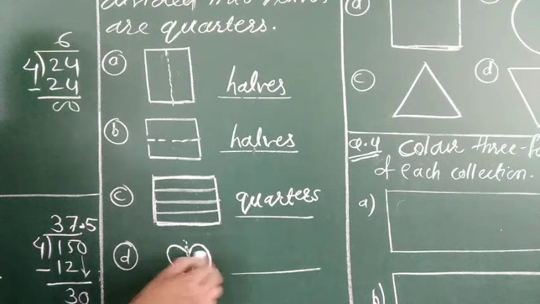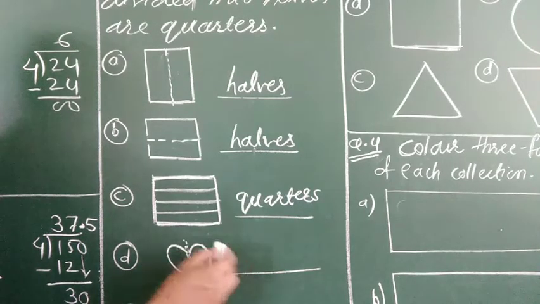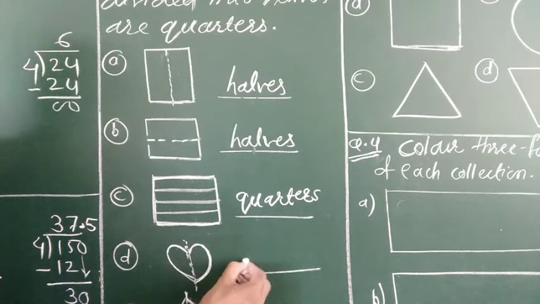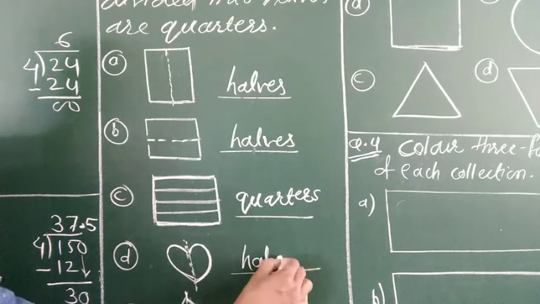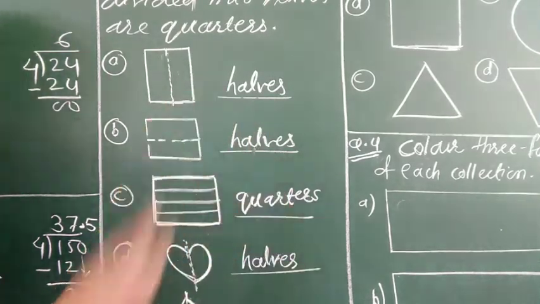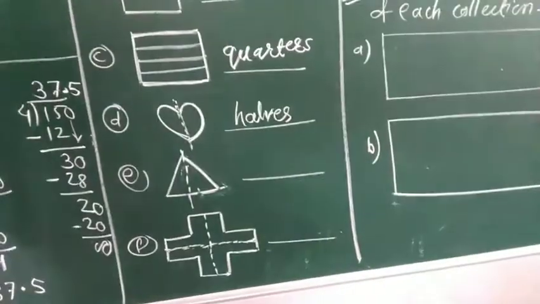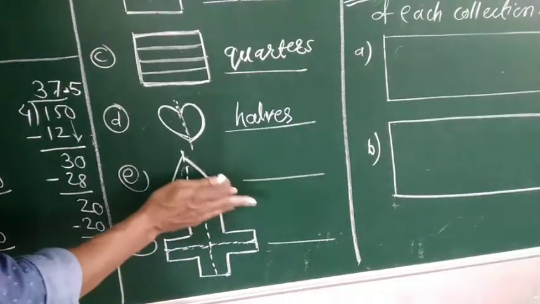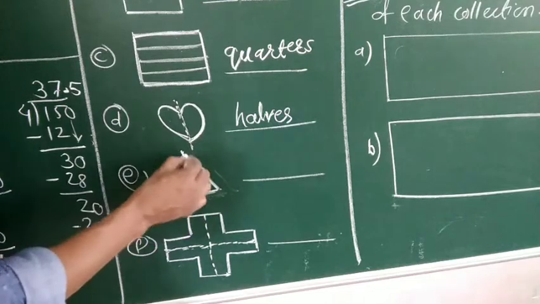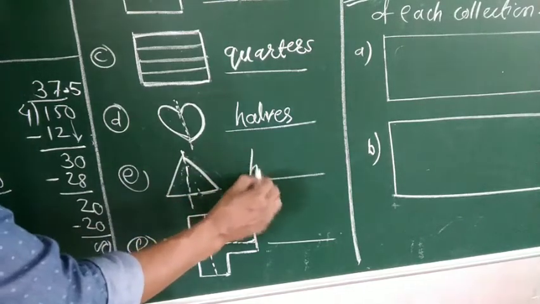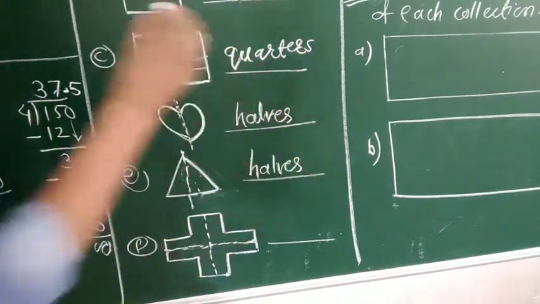Okay, and what is this? This is a heart shape, and it is divided into 2 parts. So you can write here halves. Again, next one. See, this is a triangle and the triangle is divided into 2 parts, so you can write here half.